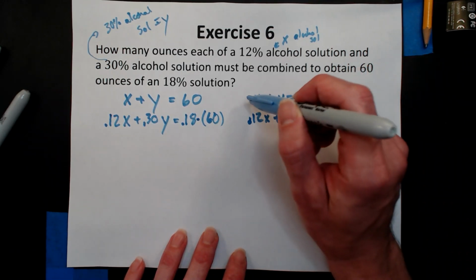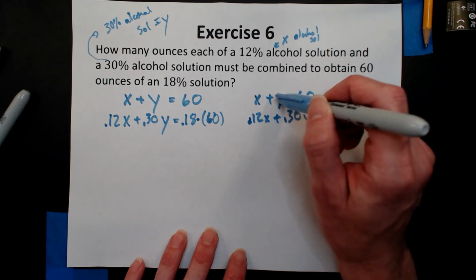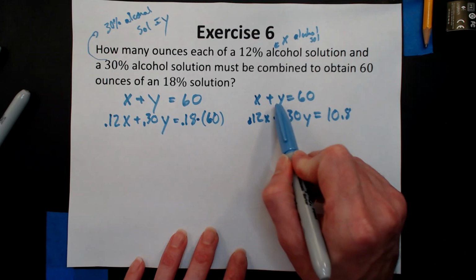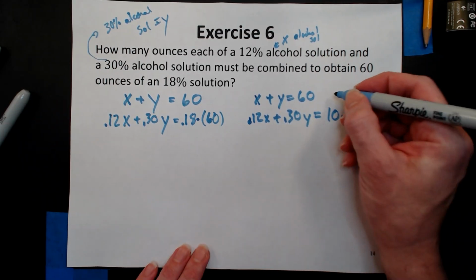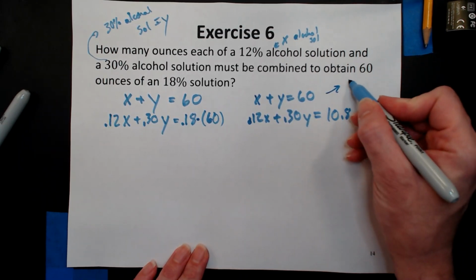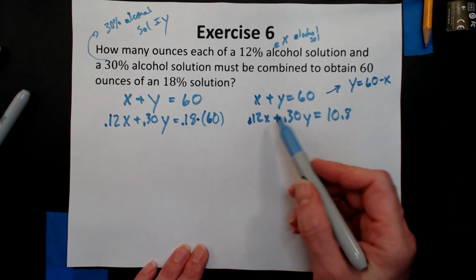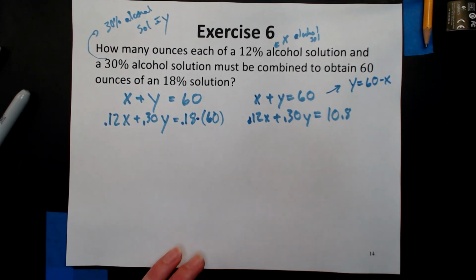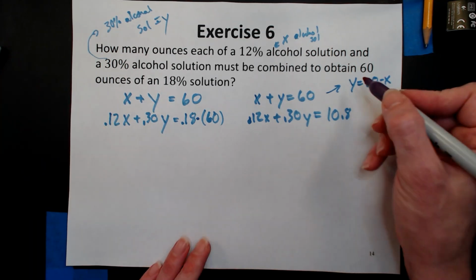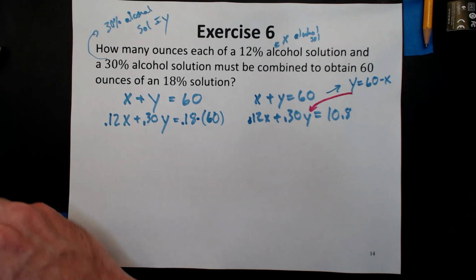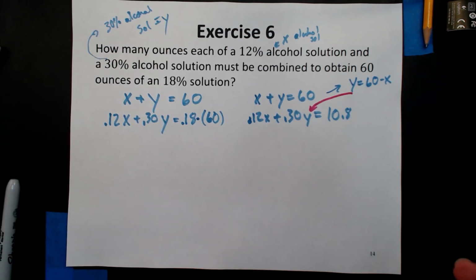But we have x and y in the first equation. x plus y has to equal 60. If we solve for y in this one, so we take this over here and we say y equals 60 minus x, I can plug that back in, and we'll just solve by substitution instead of elimination.